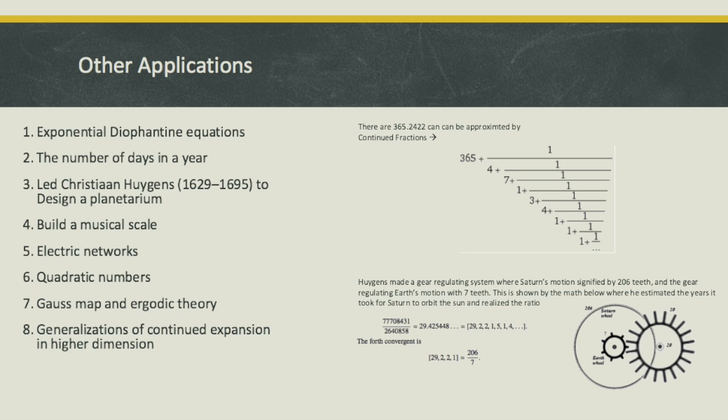One of the most fascinating ones is Christiaan Huygens' planetarium, which he made in the 1600s. It consisted of a gear-regulated system where Saturn's motion was signified by a 206-tooth gear and Earth's motion by a 7-tooth gear. This ratio is shown by the image in the bottom right corner, where he estimated the years it would take for Saturn to orbit the Sun and made a gear ratio that would duplicate the planet's motion around the Sun. Other examples include the representation of musical scale and Earth's calendar.